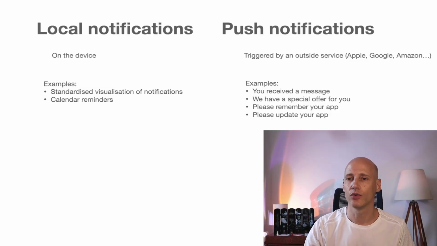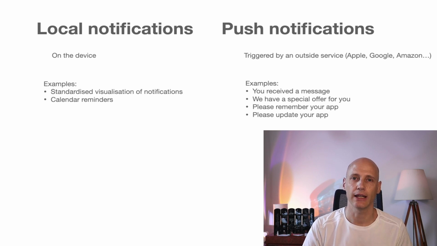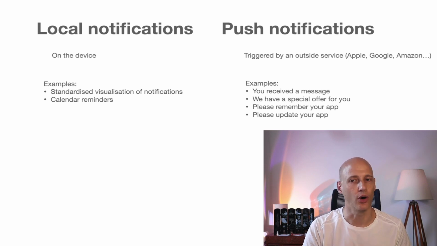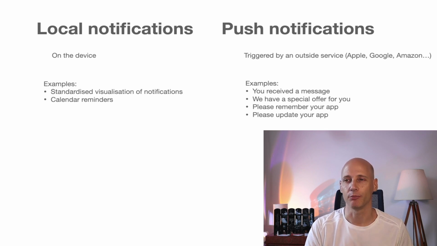So first of all, there are two different types of notifications. The first ones are local notifications. They live only on your device and have nothing to do with cloud connectivity with any other service. So for example, you have a calendar and you want to get a reminder of some event that's coming up. That would be a notification only on your device. So that would be one of the examples, but it also gives you a standardized visualization for a notification. And this gets a bit more tangible when we look at push notifications in more detail.